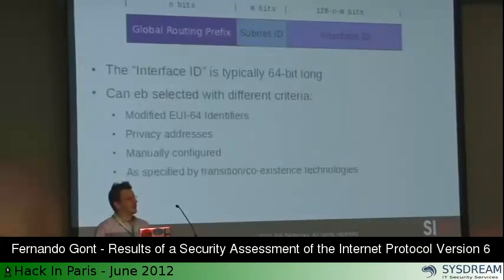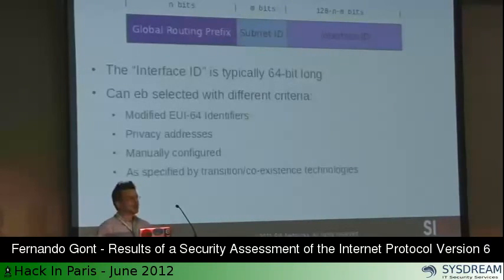The interface ID is typically 64 bits long, and probably one of the differences when you compare the interface ID to the IPv4 counterpart is that in the case of IPv6, you have different ways of selecting the interface ID. Probably because the interface ID is much longer, you have many more options for selecting it than just assigning all the possible interface IDs consecutively.